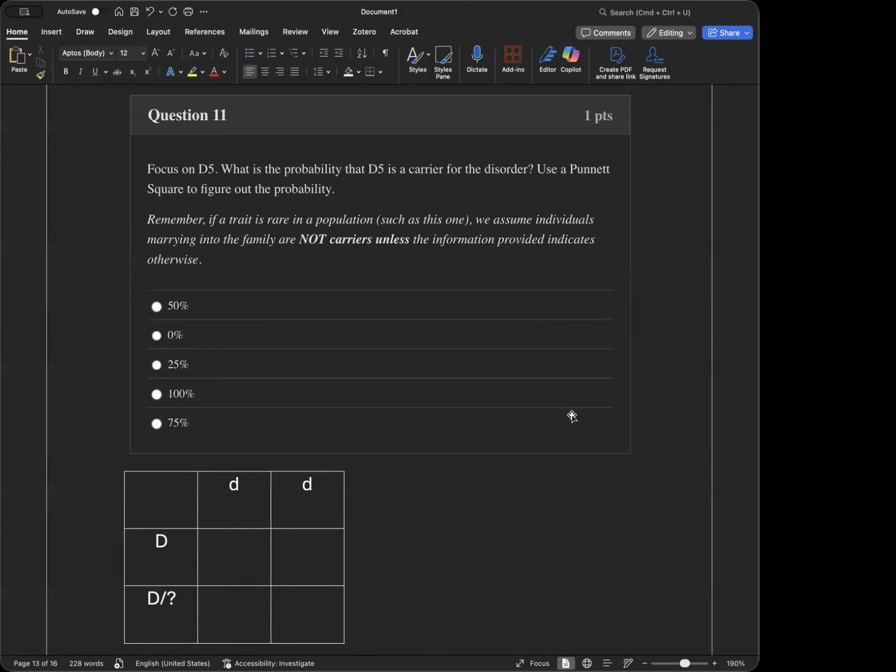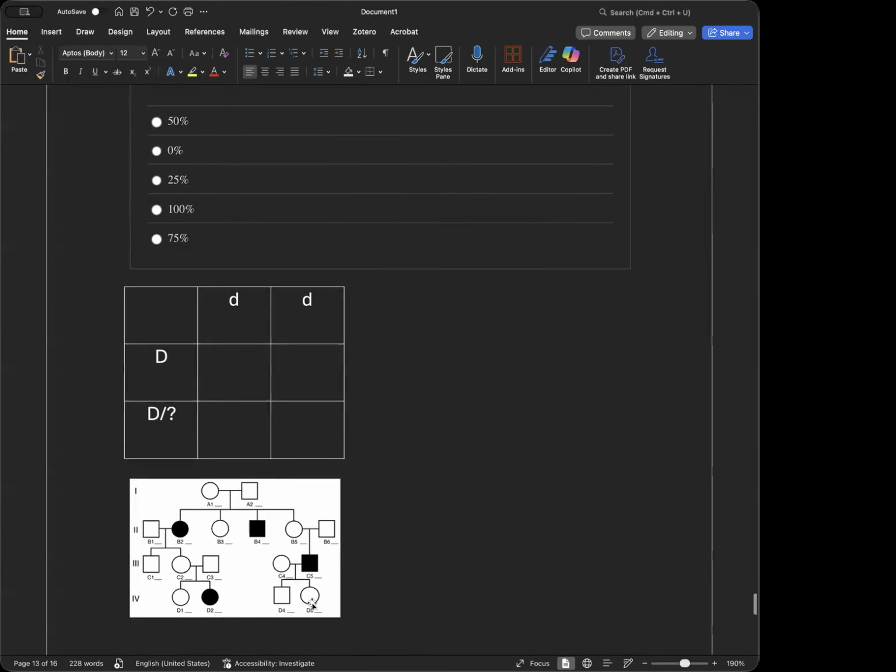So question 11, looking at D5, which I have right here. So this is D5, this individual.